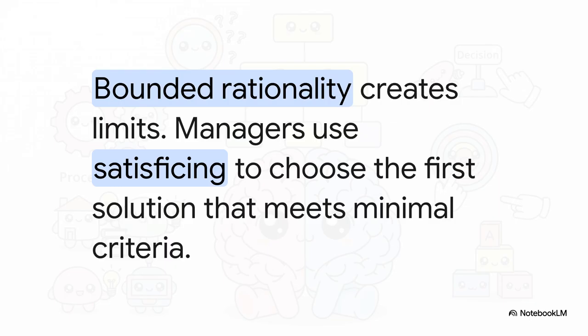Let's say a startup manager wanted to research 50 different software vendors, but they are under a really tight 2-hour deadline. Their brain is exhausted, they literally cannot process any more spreadsheets due to bounded rationality. So they use satisficing. Instead of finding the mathematically perfect option to maximize benefit, they pick vendor number 3 simply because it checks the basic boxes. It is quote-unquote good enough. I really want to stress this. Satisficing isn't failing, it's not being lazy, it is a vital, necessary survival tactic in fast-paced business environments.